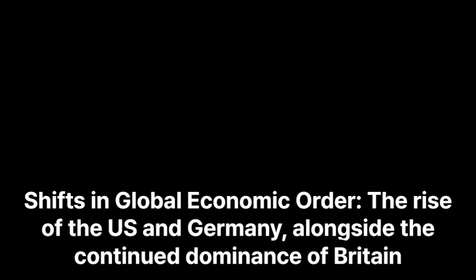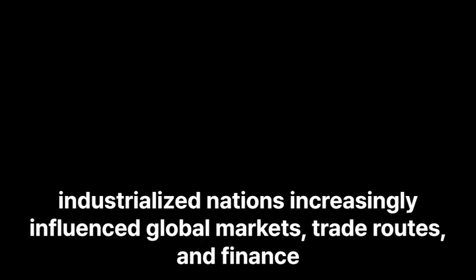Shifts in global economic order. The rise of the U.S. and Germany, alongside the continued dominance of Britain and France, led to a more multipolar global economic system. The balance of power shifted as these new, industrialized nations increasingly influenced global markets, trade routes, and finance. The established imperial powers, particularly Britain, found their economic hegemony increasingly challenged, especially as the U.S. and Germany began to assert themselves in international trade and finance.